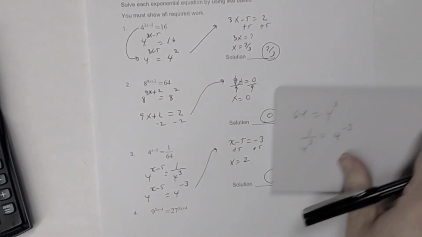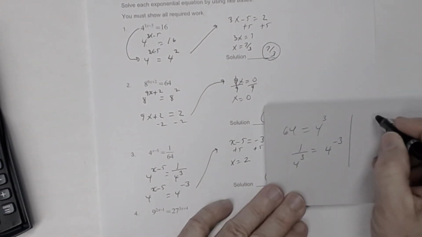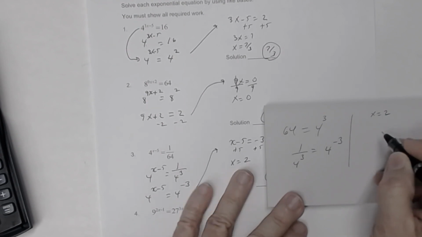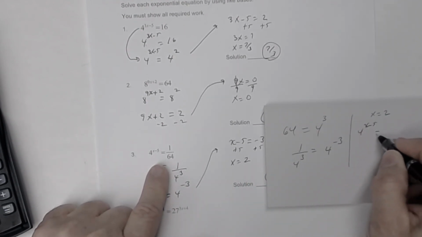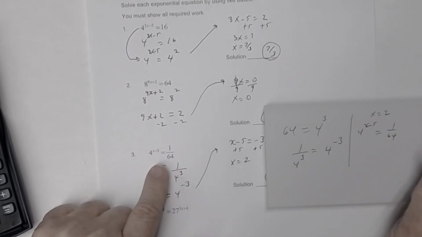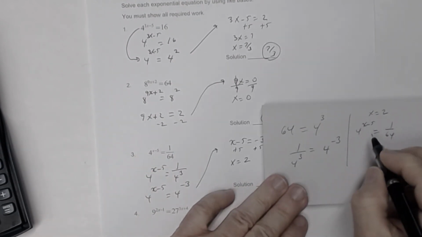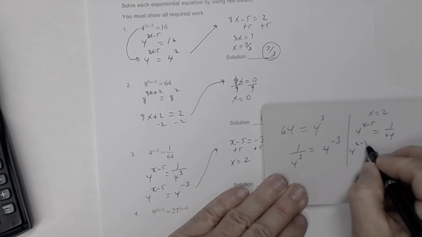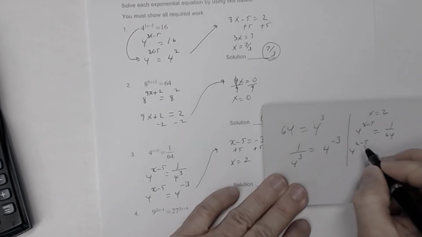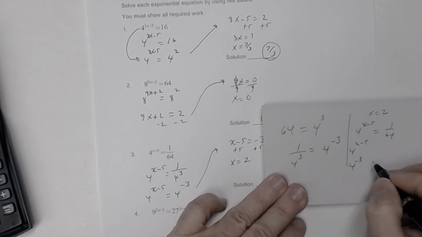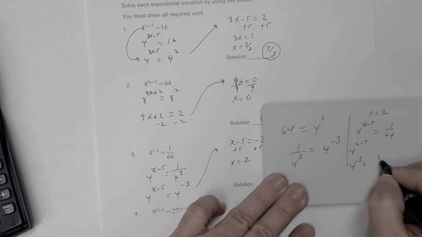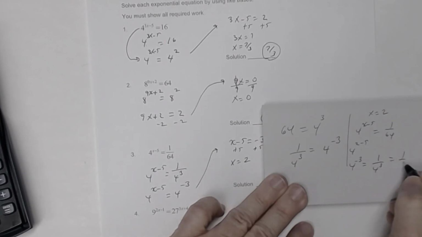And you can check this. So let's just check it real quick. We're going to check x equals 2, right? So go back to the original: 4 to the x minus 5, and you want to see that it's equal to 1 over 64. Well, if x is 2, this becomes 4 to the 2 minus 5. 2 subtract 5 is negative 3. And we know that 4 raised to the negative third power means the same thing as 1 over 4 cubed. And 4 cubed is 64.